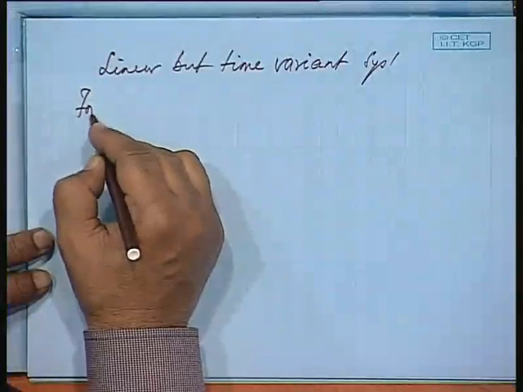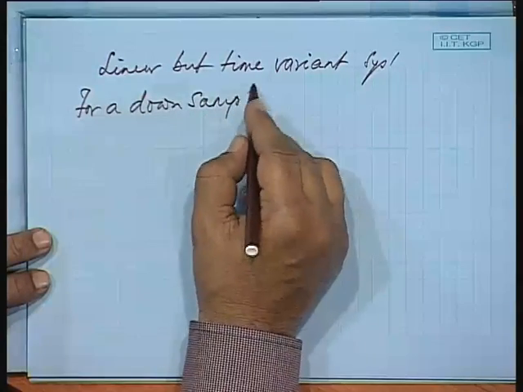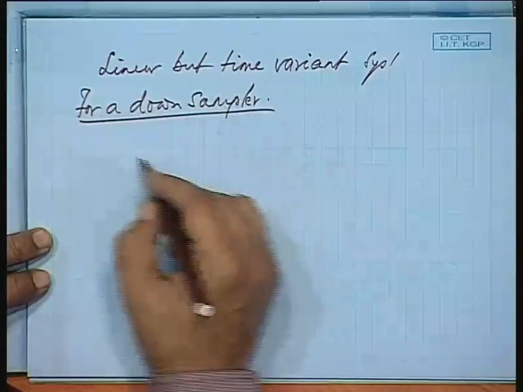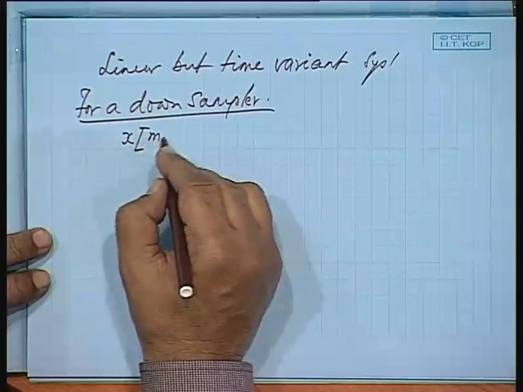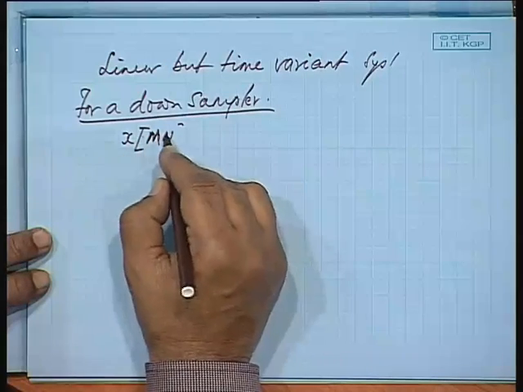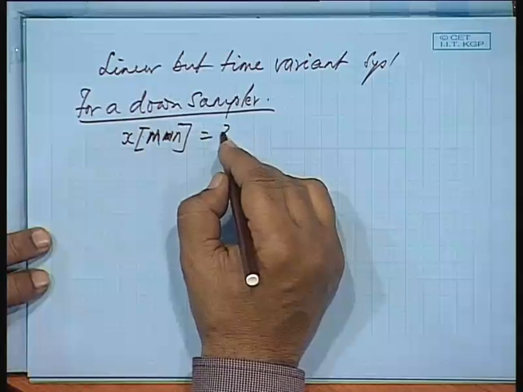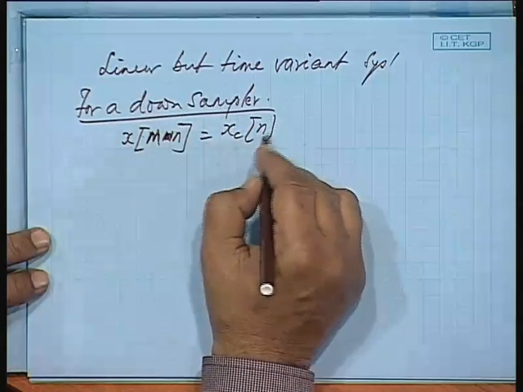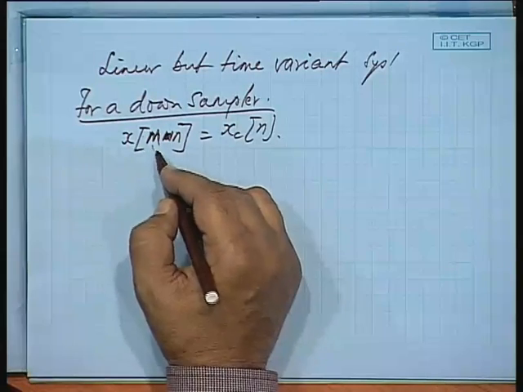Now, let us take for a downsampler now. You have got x capital M n as the output of the compressor, is it not? Every Mth value we are considering.